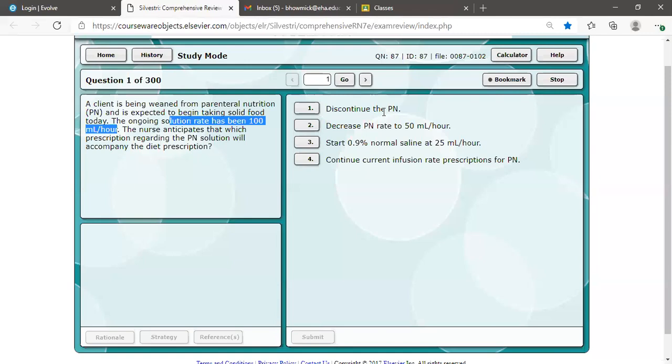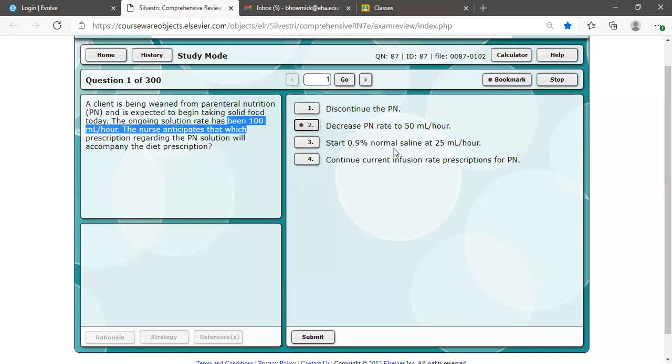Out of the four, discontinue the PN: suddenly we never do this, so it is not the answer. The patient is already getting total parenteral nutrition at 100 ml per hour. Decrease: I said we have to slow down and reduce the rate. So it is 50 ml per hour, which is half of this. So we continue and reduce, then you can stop. This is the good option to choose as the answer.